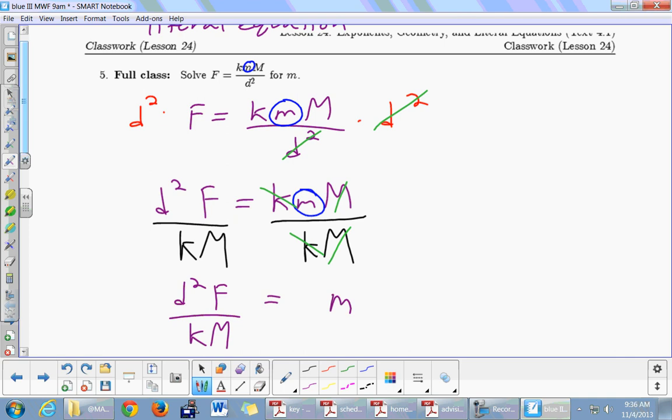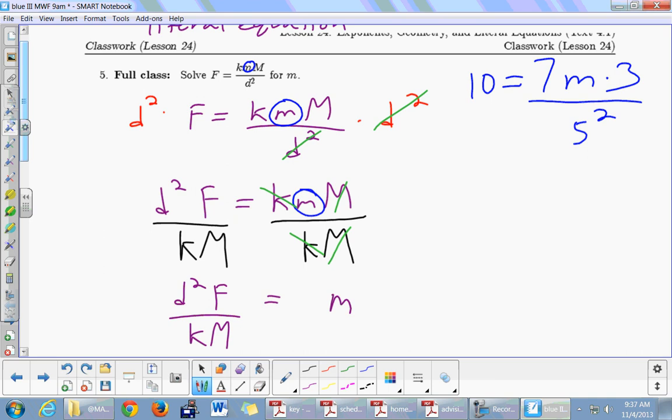The other suggestion that I have, if you have no idea how to start on one of these crazy complicated literal equations, is to start changing letters into numbers. For example, instead of f over there, I'll make it a 10 equals. Instead of k, 7. M is the thing I'm trying to solve, so I'm going to keep it there. Capital M, 3. D squared, 5 squared. How would you solve this equation for m? What might you do first? Maybe multiply both sides by 5 or by 5 squared. Probably multiply both sides by 25.